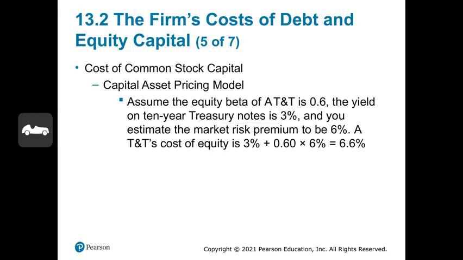So to calculate AT&T's cost of equity, we have the risk-free rate plus the beta times the market risk premium. You have to do this first, it's in the parentheses, and then add the 3%. You come up with 6.6%. So not nearly as complicated as it sounds.